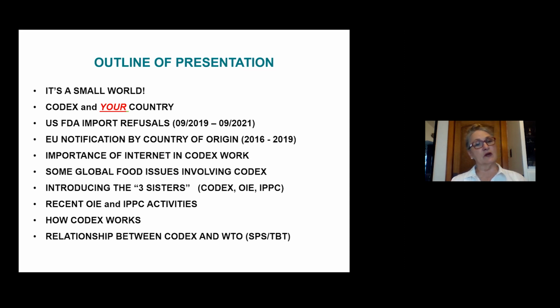And as you can see, we had trouble with the internet this morning, but the reality is, instead of having to travel great distances, Codex does a lot of work on the internet, which at times is very helpful to all of us. There are some global food issues that Codex is involved with, and we want to introduce the three sisters, Codex, OIE, and the IPPC, and look at some of their recent activity, as well as how Codex works and the relationship between Codex and the WTO.